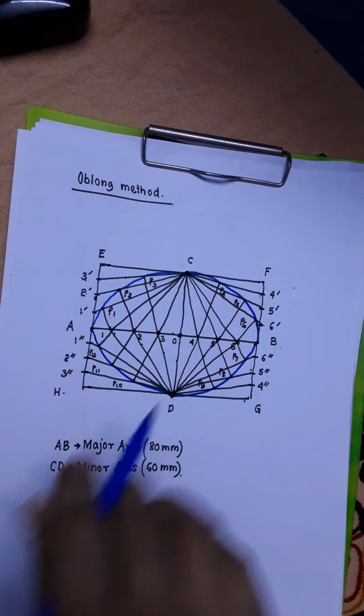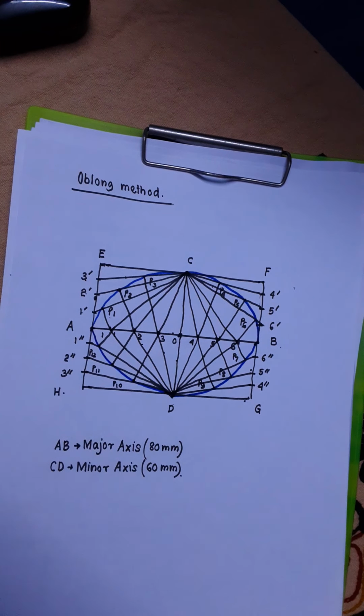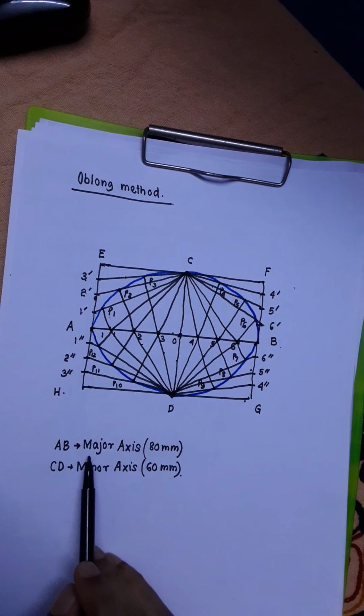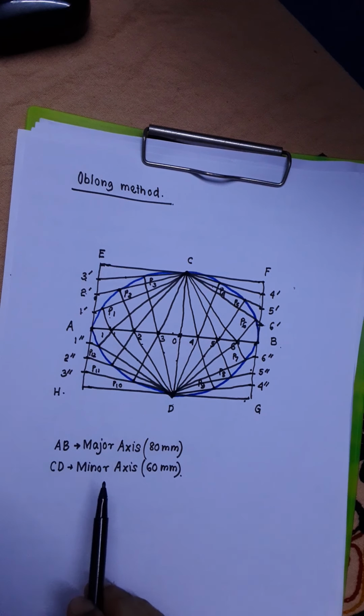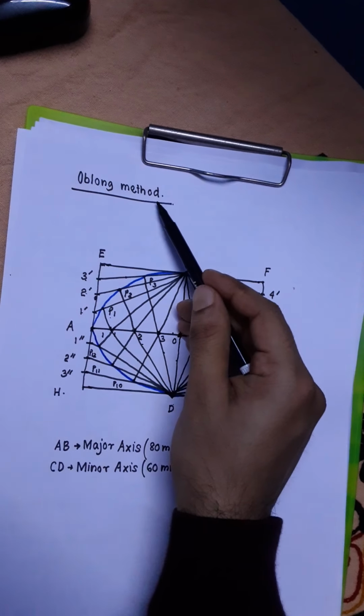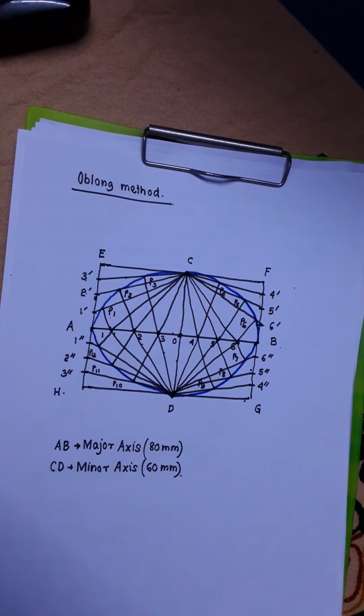And this is the method by which you can draw the ellipse with the given data, that is major axis 80 mm, minor axis 60 mm. And this method of ellipse construction is referred to as the oblong method. Okay.